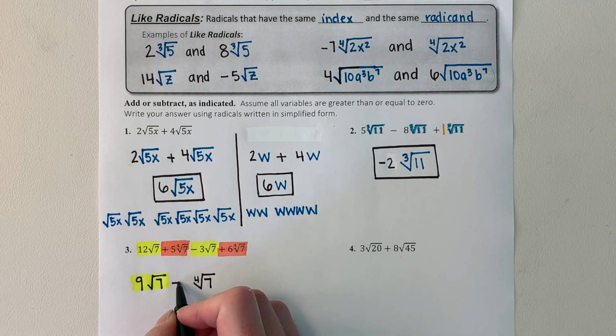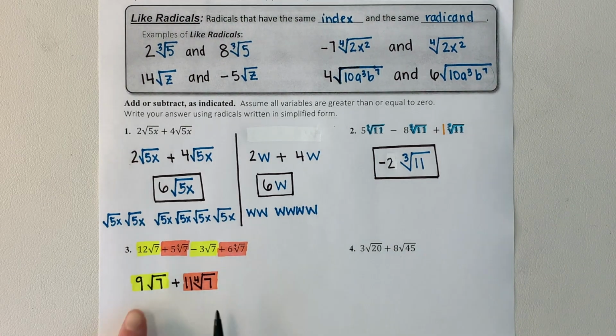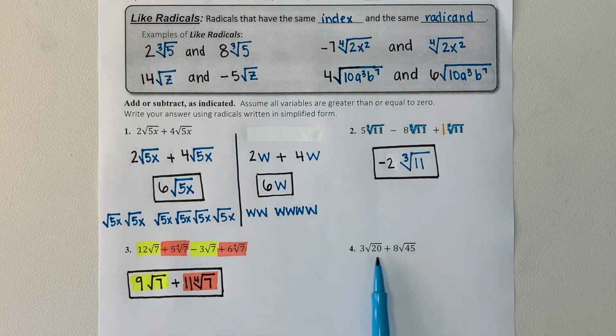5 plus 6 will give us a positive 11. And you can write these terms in either order. You could instead put the 11 4th root of 7 first and the 9 square root of 7 second. Now, these are not like radicals. This has a radical base of the square root of 20, and this has a different radical base, the square root of 45. So as written, we cannot add these radicals.